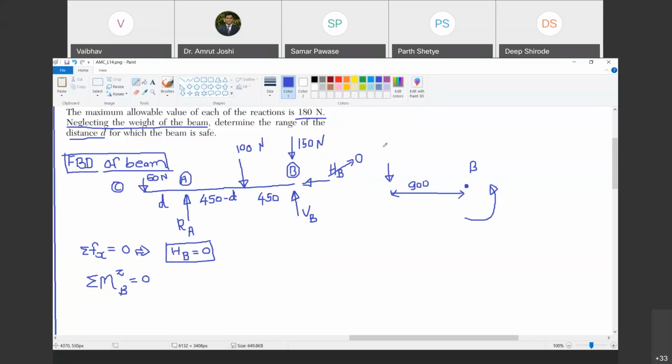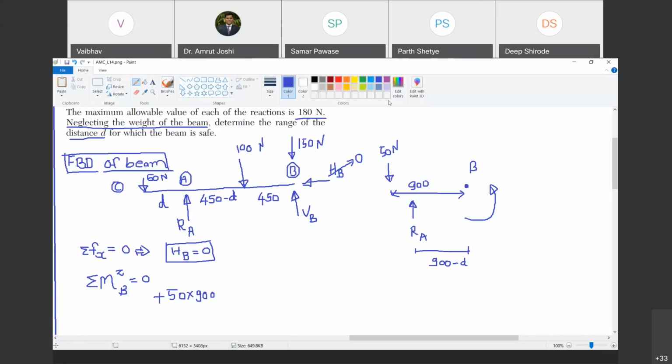ये फोर्स कितना है अपना? 50 न्यूटन का है, तो इसका मोमेंट कितना आएगा? 50 into 900. हैप्पी? यस सर। और साइन कौन सा आएगा? पॉजिटिव. पॉजिटिव क्योंकि एंटी क्लॉक। वेरी गुड. चलो नाउ टेल मी व्हाट नेक्स्ट. दूसरा कौन सा फोर्स है? RA है सर। RA कितने डिस्टेंस पे एक्ट हो रहा है बताओ? 900 माइनस D. नेगेटिव होगा तो -RA into 900 minus D. Correct.